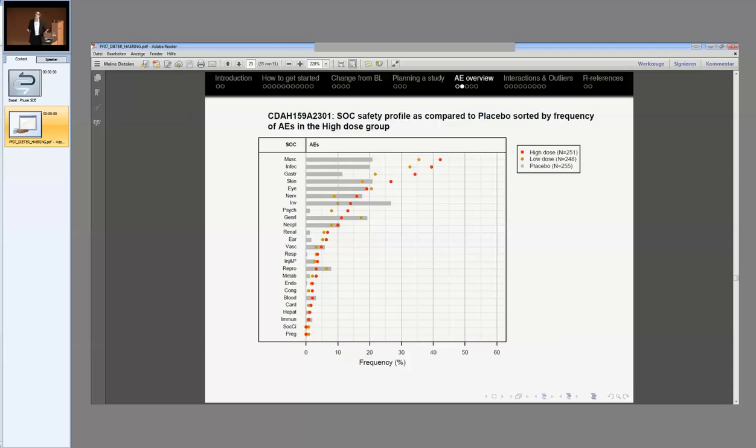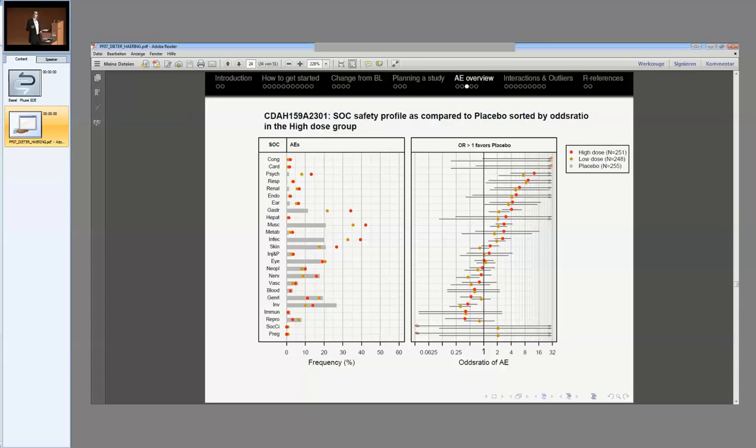nasopharyngitis or something. Okay, but what you don't see in a plot like this is the cardiac SOC symbol, I think it's this one, where you see some events in this SOC on active treatment, but you have none on the control treatment, and it's easily missed on this plot because you highlight the most frequent things.